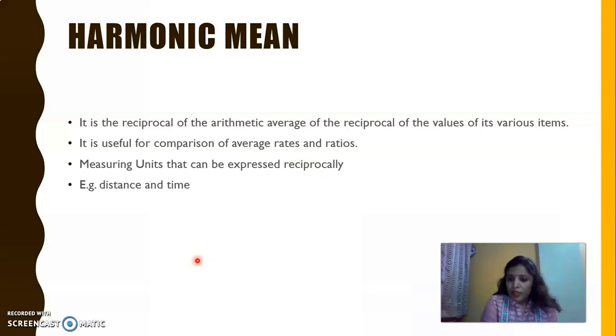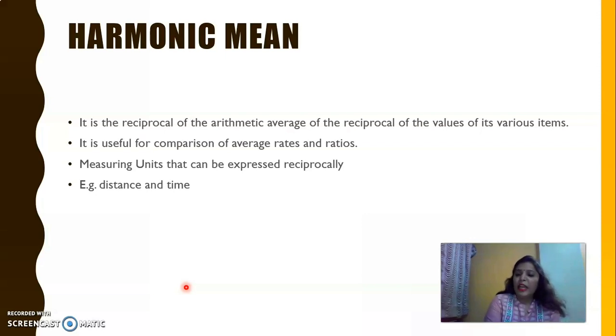Now say for example, there is a vehicle which covers a distance of 100 kilometers in 4 hours. And again, it covers the distance of 100 kilometers in 6 hours. So in this case, you can apply harmonic mean to calculate the average speed. So the first 100 kilometers could be at the speed of 60 kilometers per hour, and the next 100 kilometers could be at the speed of 40 kilometers per hour. So herein the mean would be harmonic mean.